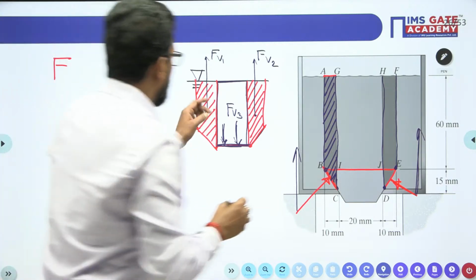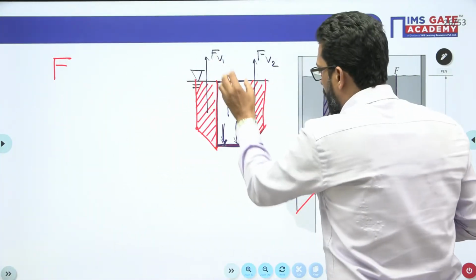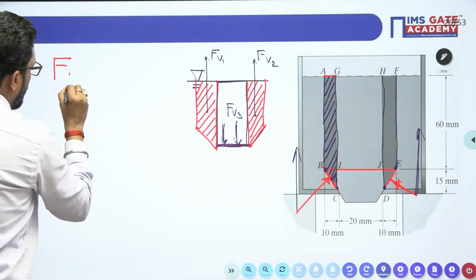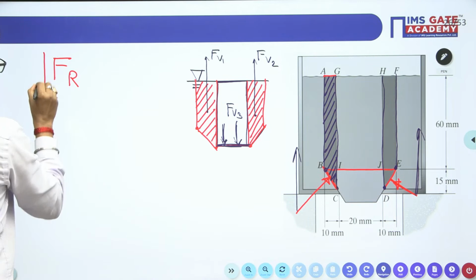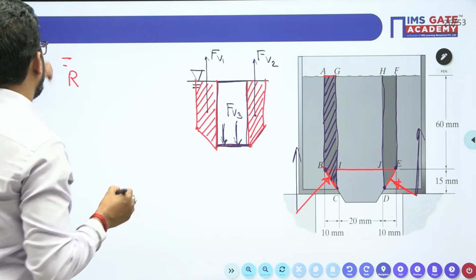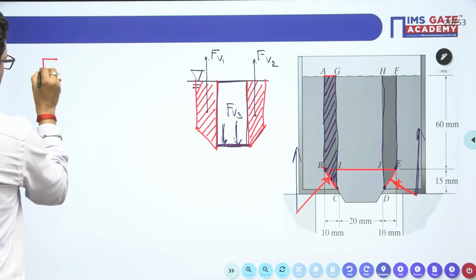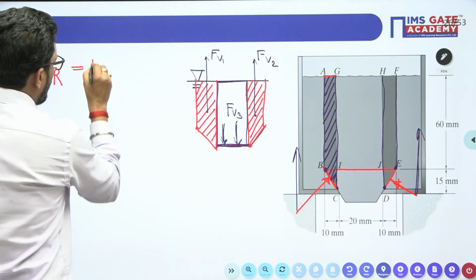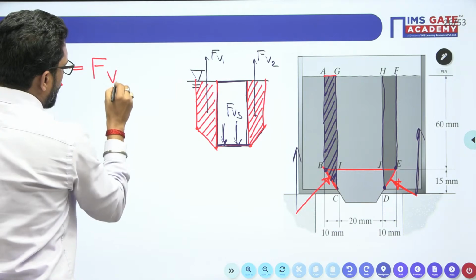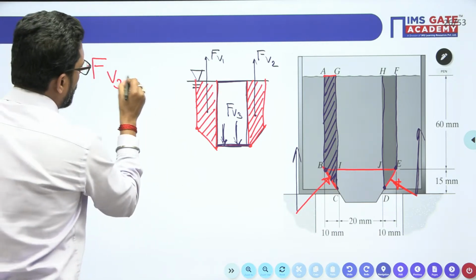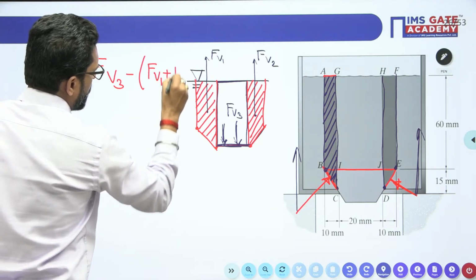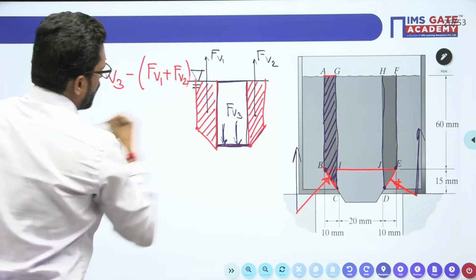See, there is a large portion of the vertical force, so the net resultant force is in the downward direction. Forget about all the things, you take the resultant force. So what is the resultant force? FV3 downward minus FV1 plus FV2. Yes or not?